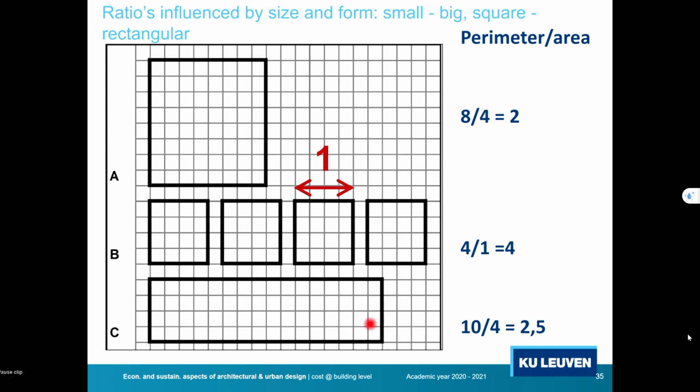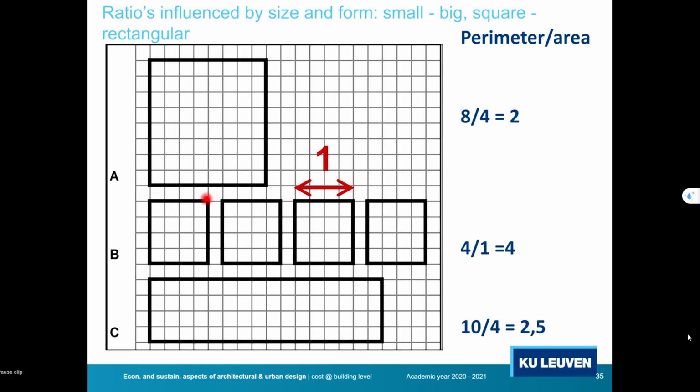I had shown before that the form or layout of my building, if the size doesn't change, has an influence on my amount of material and hence on the cost of my building. Now, instead of 1 large building, I could also build 4 small buildings.